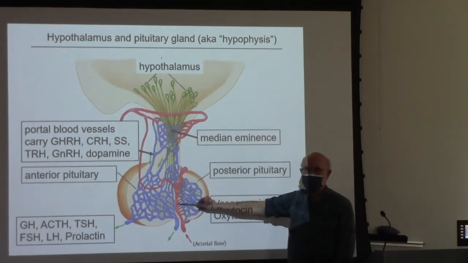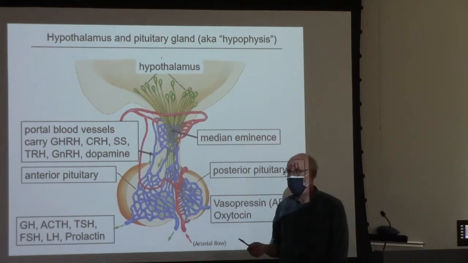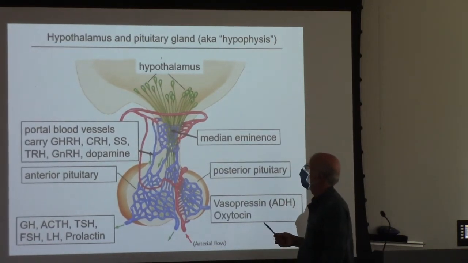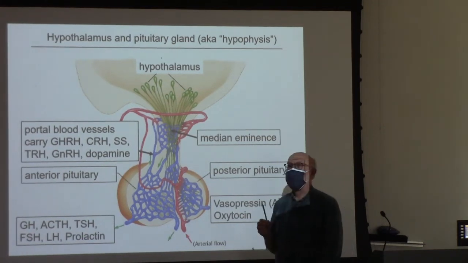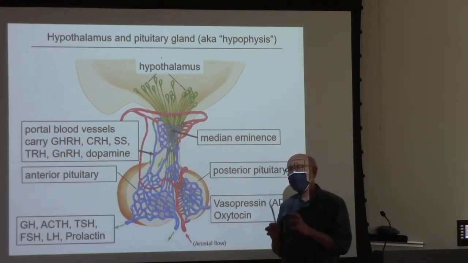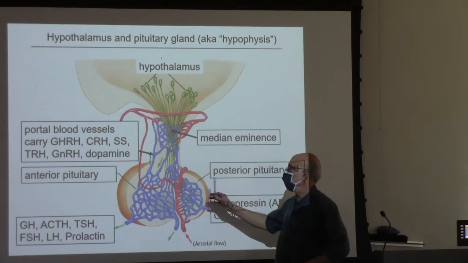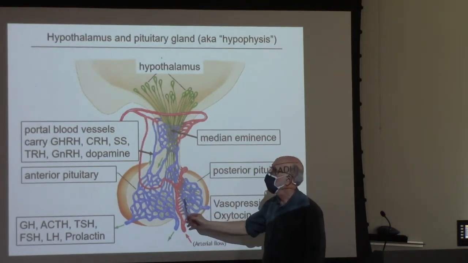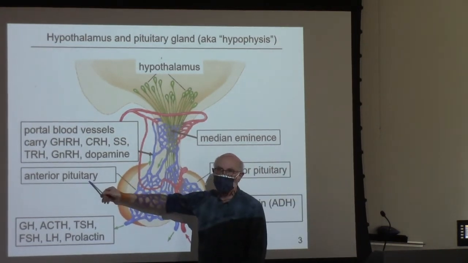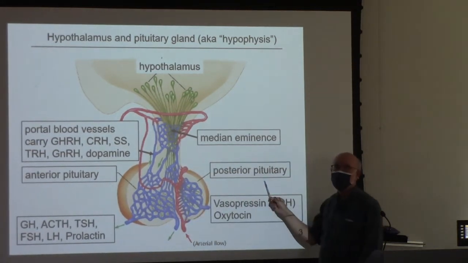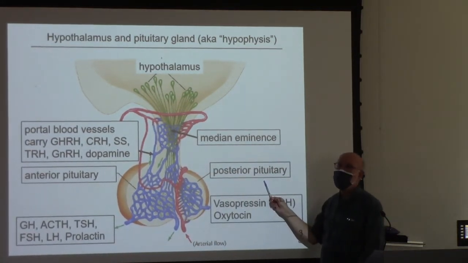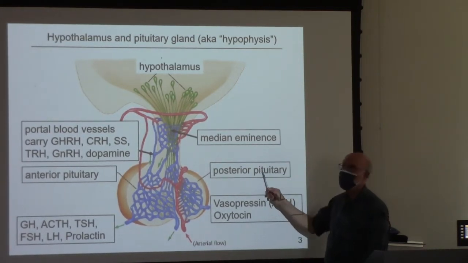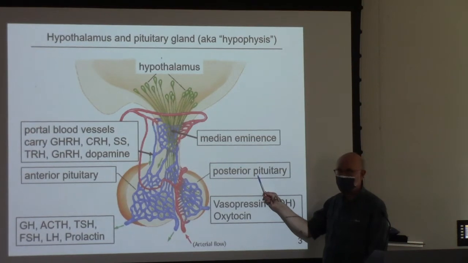Hypothalamus, pituitary, in cartoon version. Let's unpack this slide. There are two separate parts of the pituitary. There is the anterior pituitary, and there is the posterior pituitary. They are very different. Let's do the posterior pituitary first.